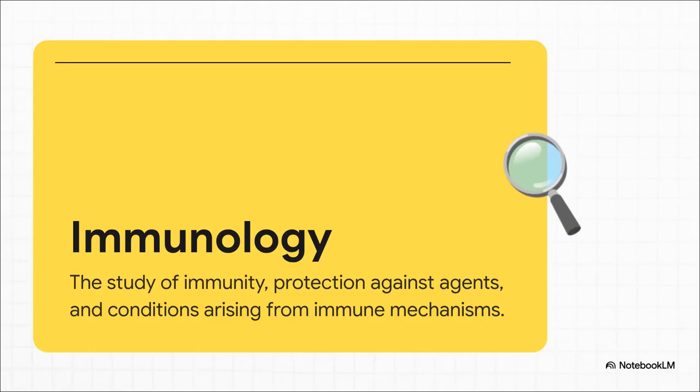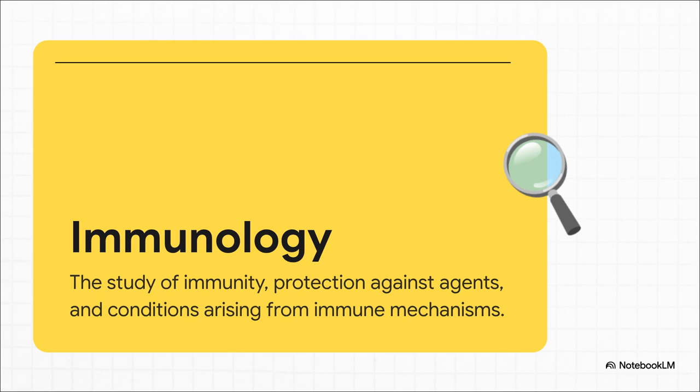So, let's start with the big one, the definition of the field itself. What is immunology? Well, at its most basic level, it's the study of immunity. And that means studying all the mechanisms of protection against infectious agents, things like bacteria, viruses, fungi, and parasites. But the scope of immunology is actually much, much broader than that. It also includes the study of how our bodies respond to non-infectious foreign substances.